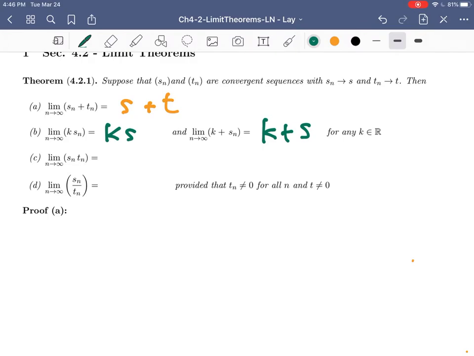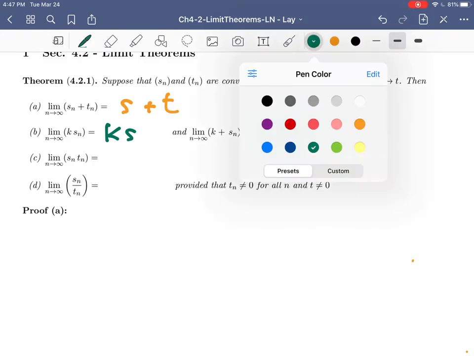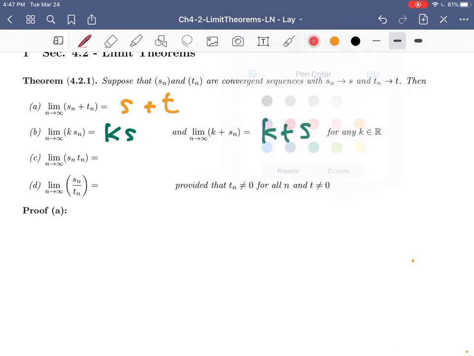Our third thing is if we take the term-by-term product of the two sequences S sub n and T sub n. When we take the limit there, it is going to again be the product of the limits. So whatever they're converging to, they're converging to that product.